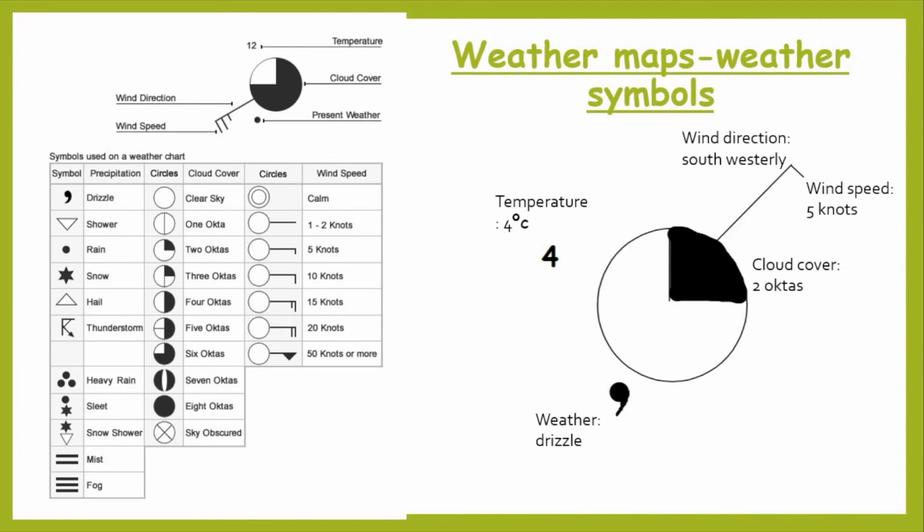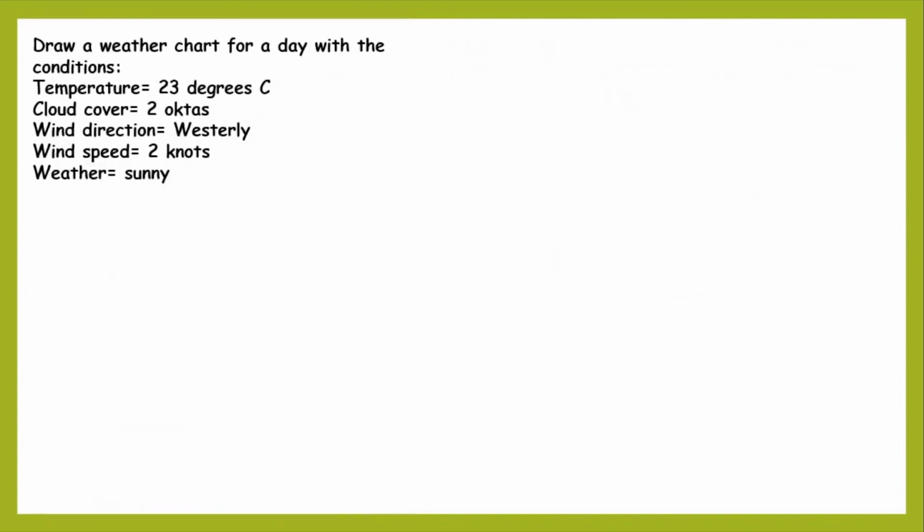Okay, so what we're going to do is apply that understanding. I'm going to give you some weather conditions and you're going to draw your own weather chart for those conditions. So here are your conditions. Draw a weather chart for a day with the conditions 23 degrees centigrade, 2 octaves of cloud cover, a westerly wind direction of 2 knots of speed. Knots is just the unit we measure wind speed in.